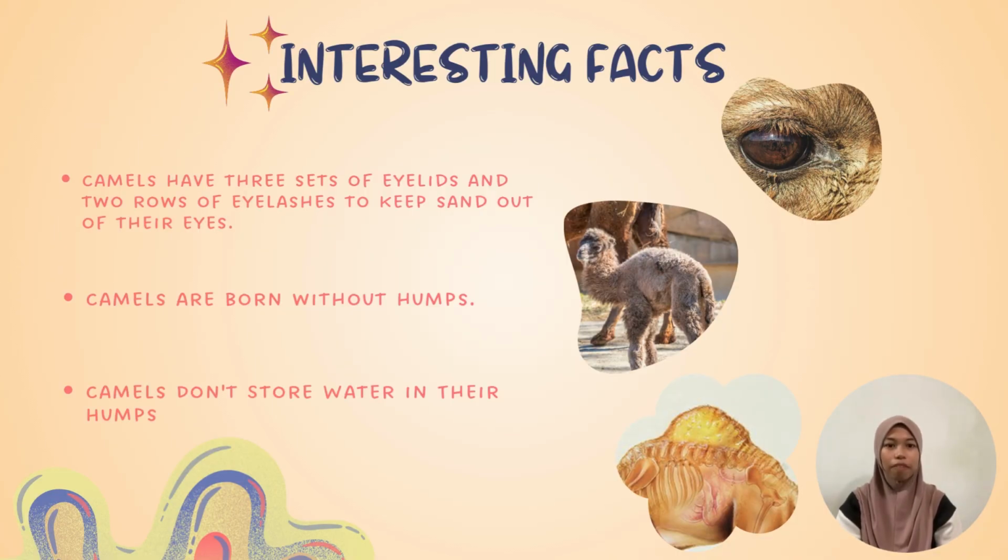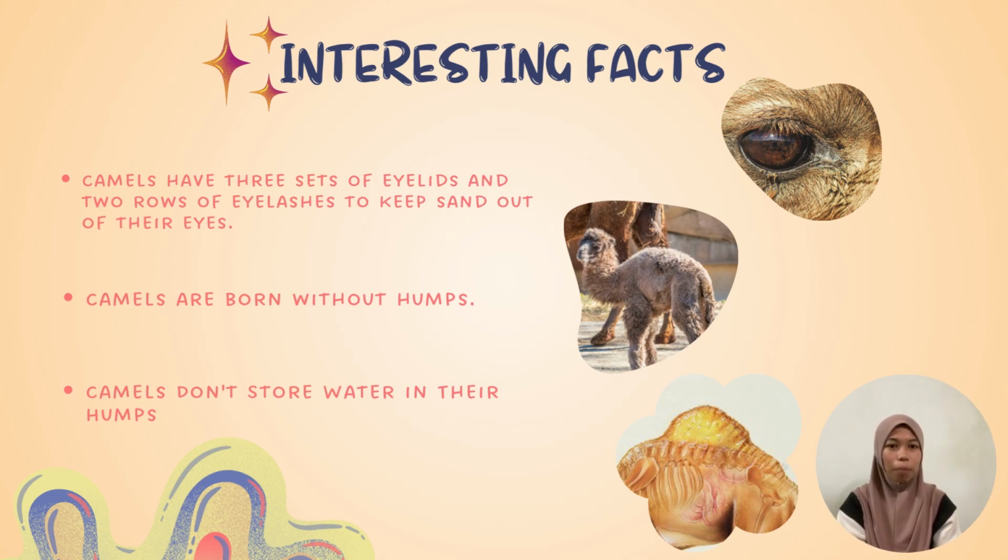Certainly, camels are fascinating creatures with many interesting traits and adaptations. Here are some intriguing facts about them. First, do you know that camels have 3 sets of eyelids and 2 rows of eyelashes? Yes, they have. The reason is to keep the sand out of their eyes.